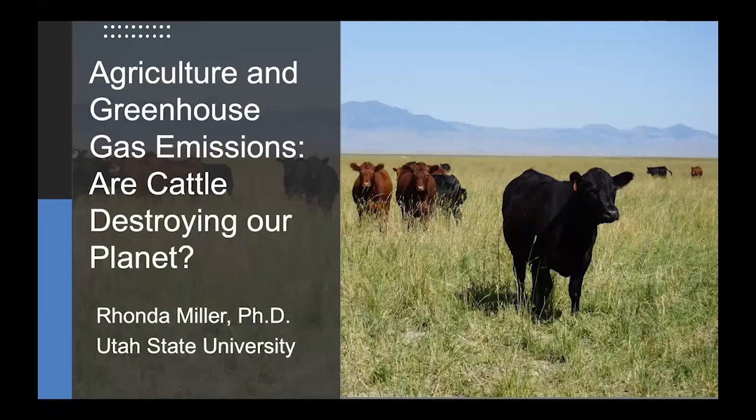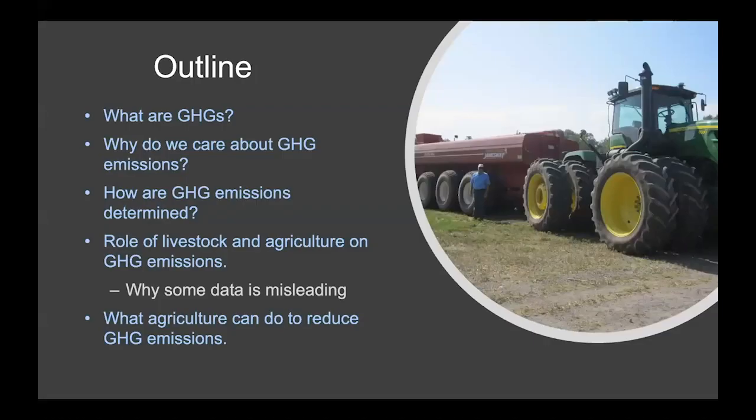And then we're going to actually look at the role of livestock and agriculture on those greenhouse gas emissions and go over why some of that data is misleading. And then we'll look at what agriculture can do to reduce our greenhouse gas emissions. Okay, so we're going to talk about our greenhouse gas emissions. We'll go over what the greenhouse gases are, why we care about those emissions, how they're determined. We'll look at the role of livestock in agriculture and why some of that data is misleading, and what agriculture can do to reduce our greenhouse gas emissions.